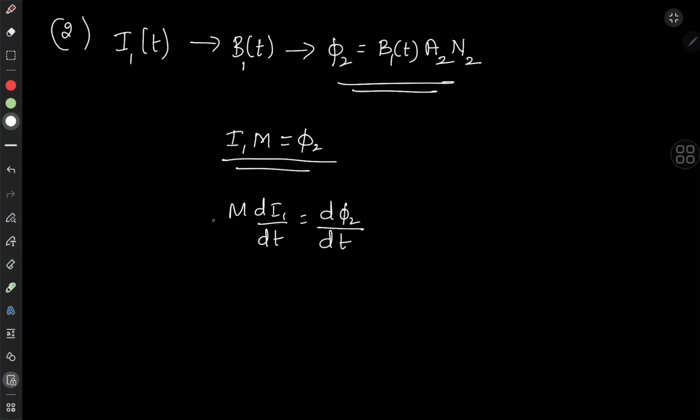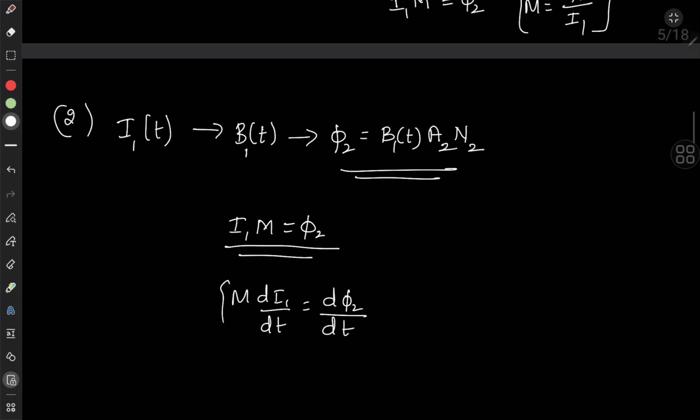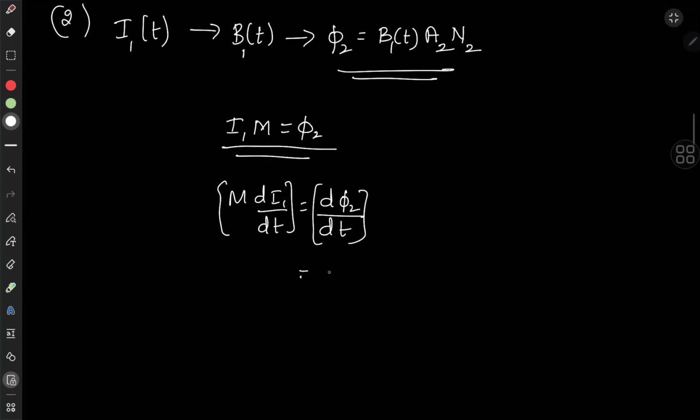So here d phi by dt is nothing but the induced EMF in the second coil. It will always oppose the change in the primary coil, which means we have to write a minus. So the induced EMF in the secondary coil can be written as minus M into dI1 by dt. So minus is going to be the symbol.